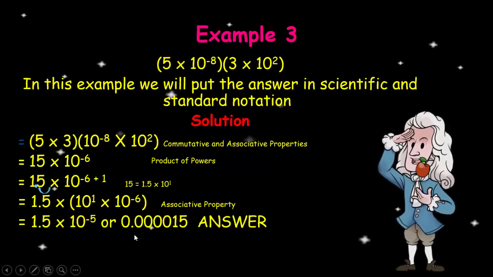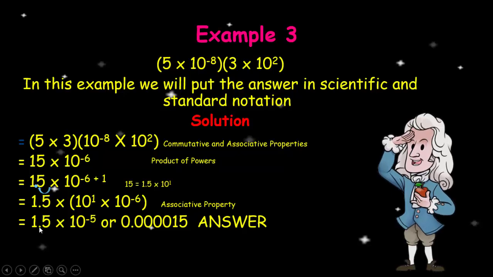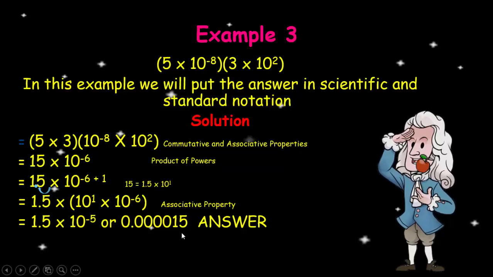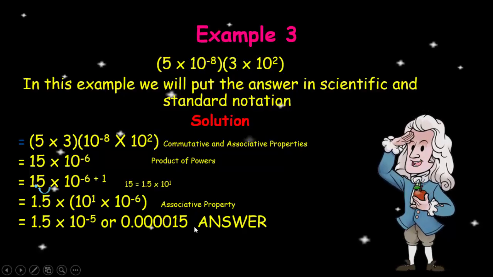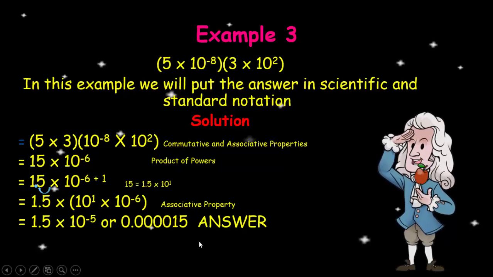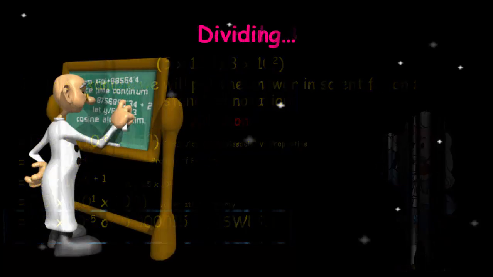And if we write this in standard notation, what we want to do is move this decimal place over 5 spaces to the left to get 0.000015 in standard notation.